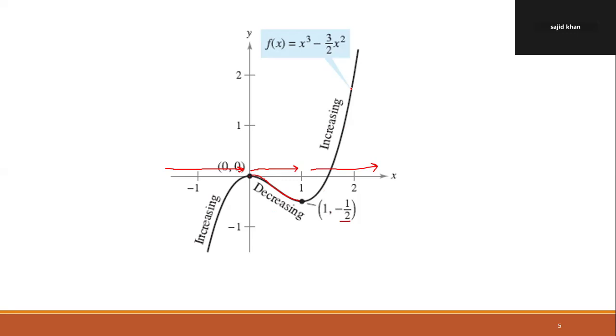Here our input is again a cubic function with the set of all real numbers as input. In this case we have three intervals: from minus infinity to 0, 0 to 1, and 1 to plus infinity. From minus infinity to 0, our function is increasing, and from 1 to plus infinity, the function is increasing, but from 0 to 1, the function is decreasing.